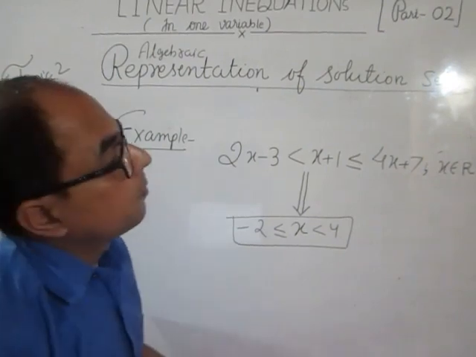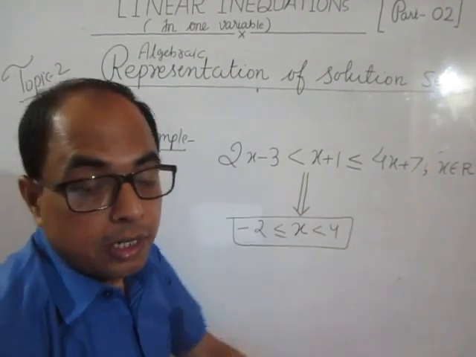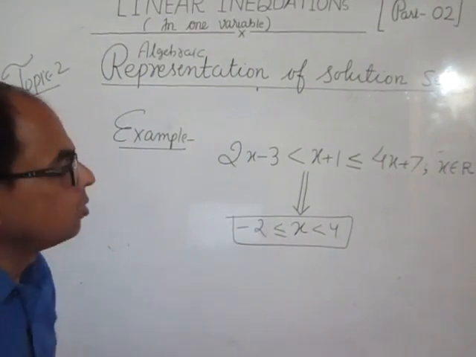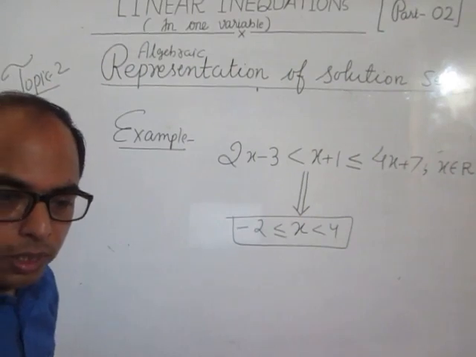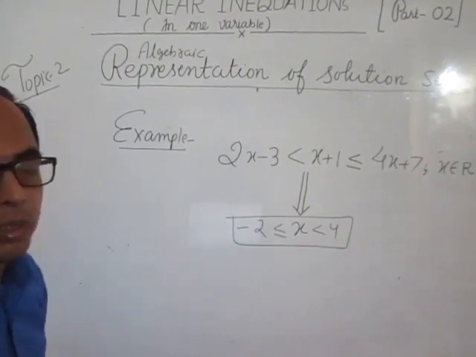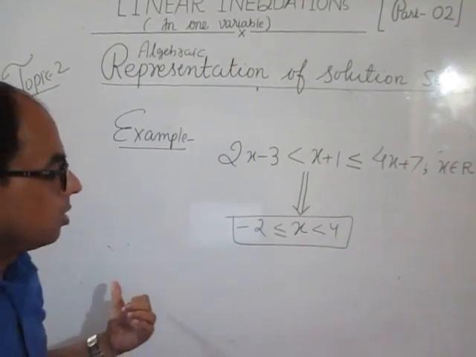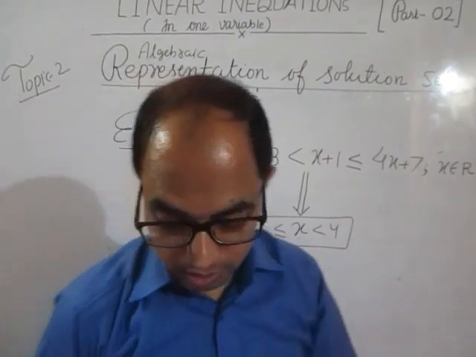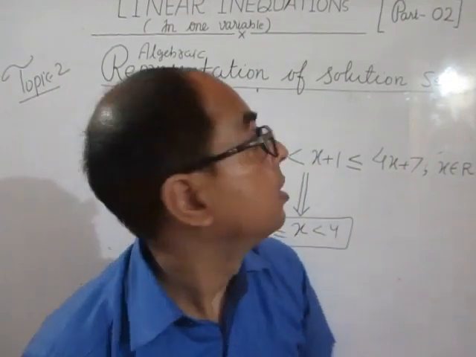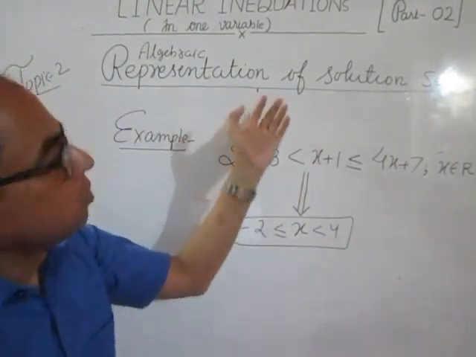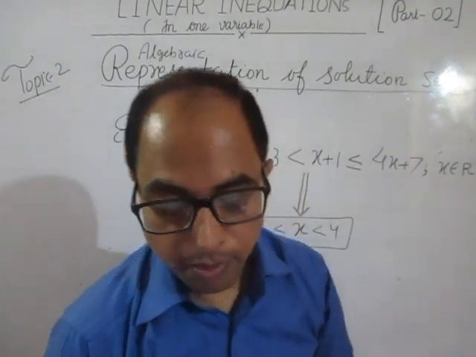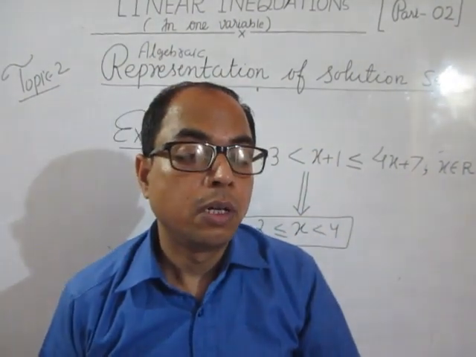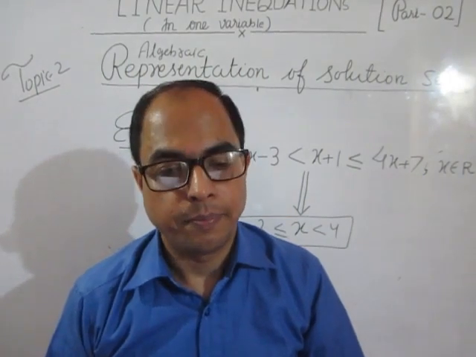But if the replacement set is given as real numbers or rational numbers or irrational numbers, generally real numbers will be given to you, so in that case you have no option. You cannot write the solution set in roster form. So write only in set builder form. So in this lecture I have discussed representation of the solution set. In the next part I will discuss how we can represent the solution set graphically.